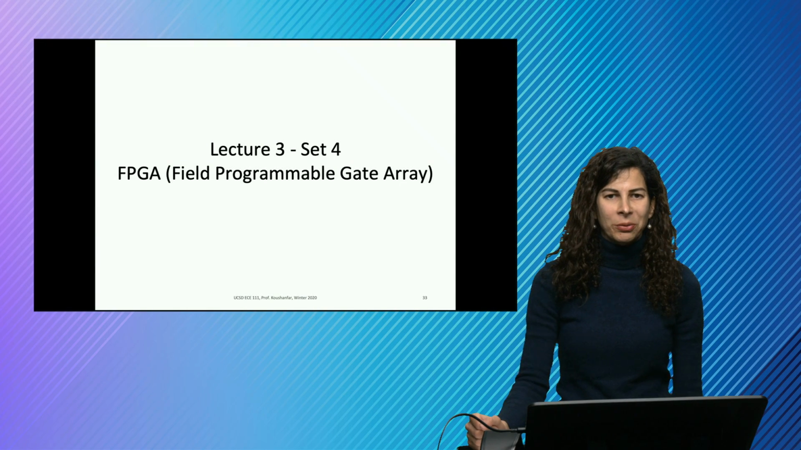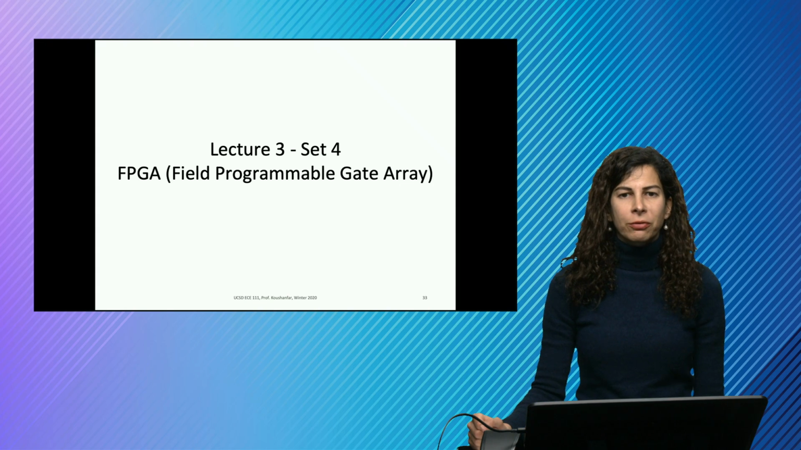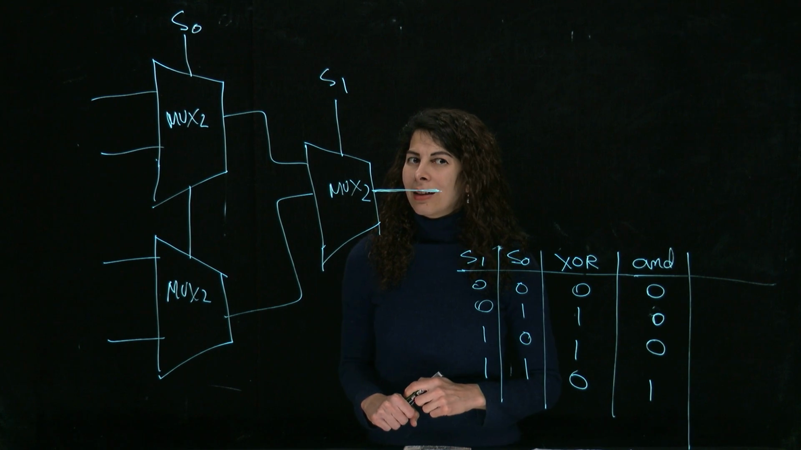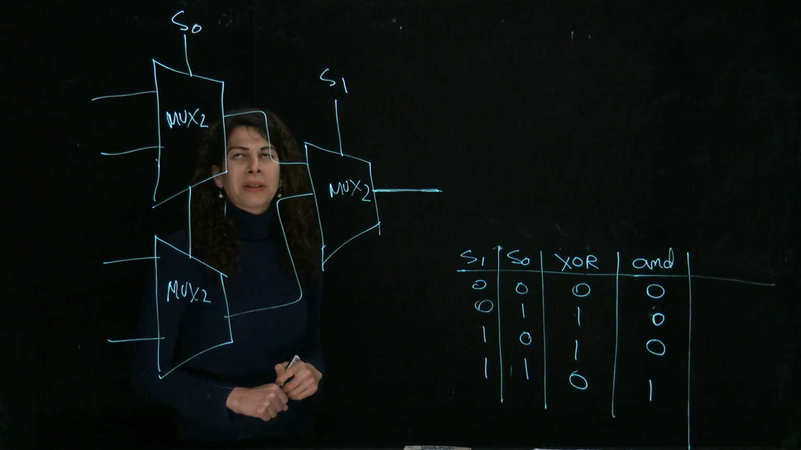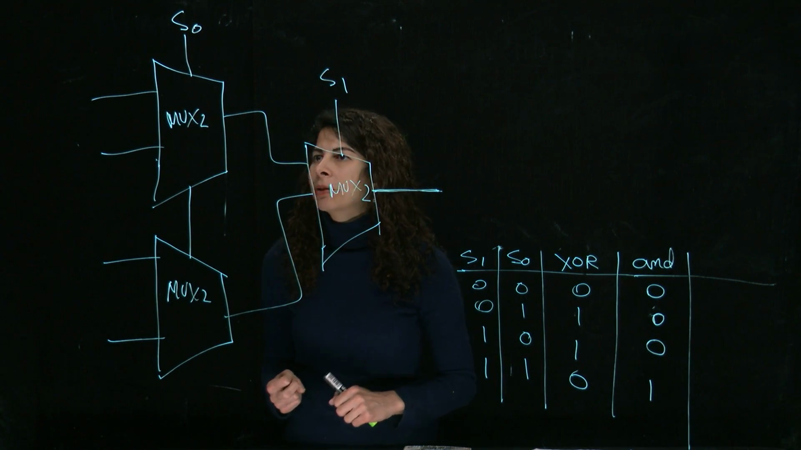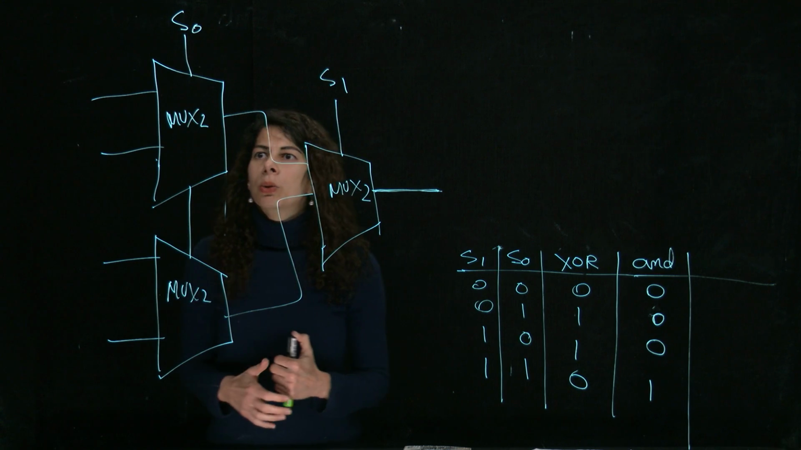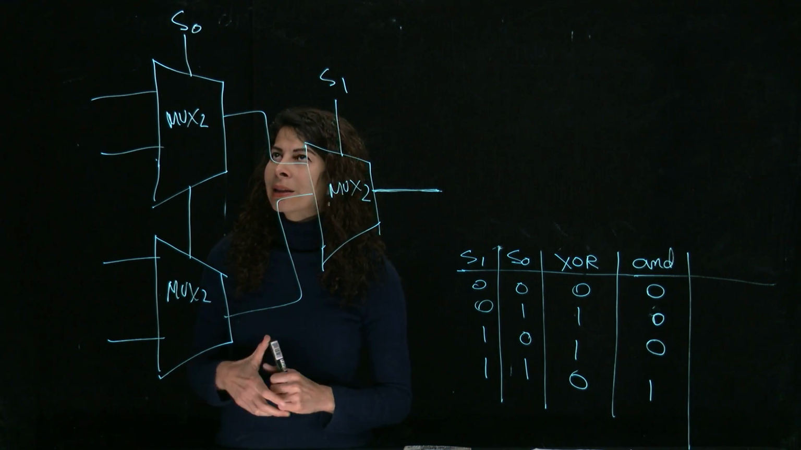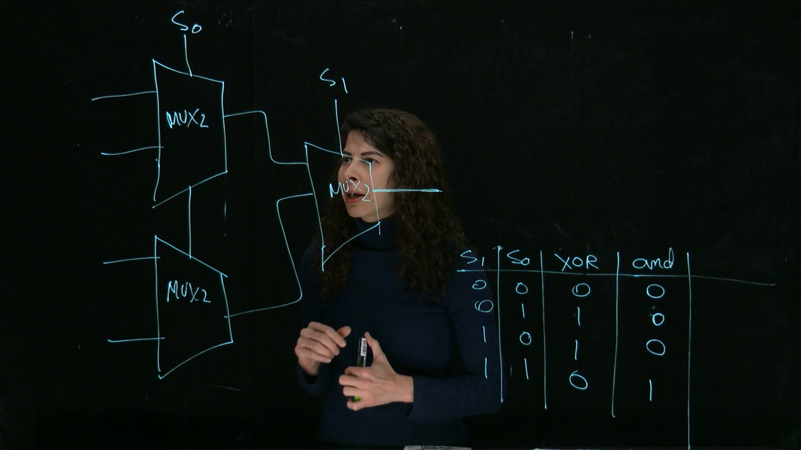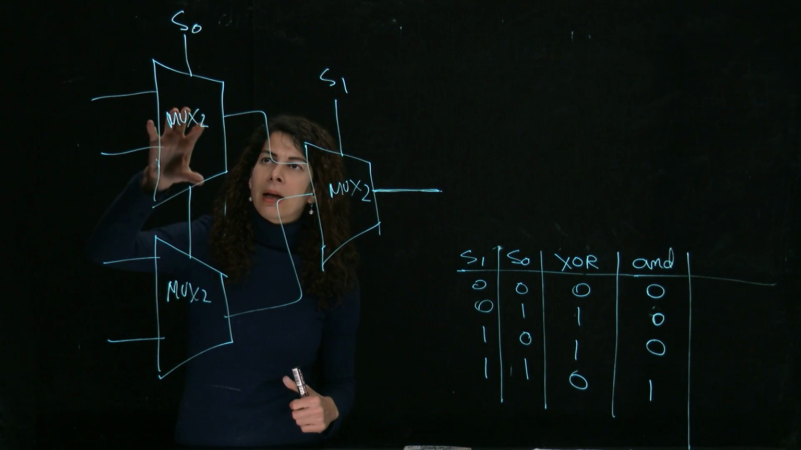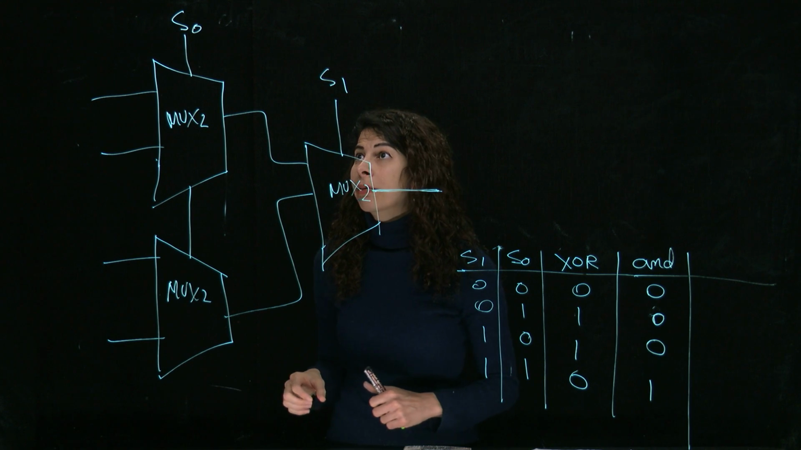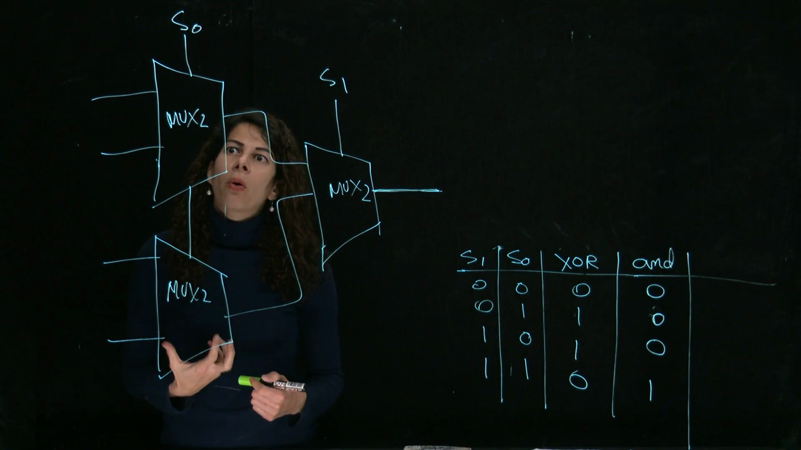ACE 111 Lecture 3 Set 4, FPGA or Field Programmable Gate Arrays. Let's go back to the example we had in an earlier lecture where we had a 4-bit multiplexer based on 2-input muxes. So here we have two 2-input muxes, and then we are concatenating these two in series with another one, 3 of them, to make a 4-bit mux.